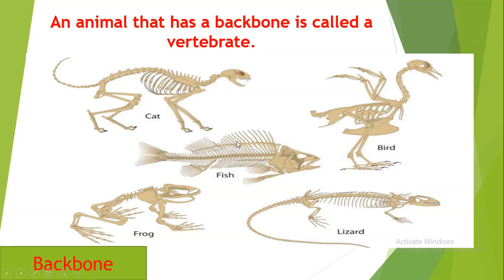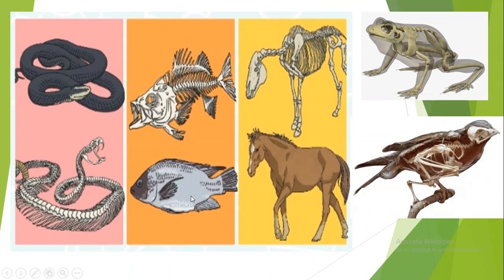An animal that has a backbone is called a vertebrate. So these are vertebrate animals. These are examples of vertebrate animals: a snake, a fish, a horse, a frog, and a bird. Each one of these animals belongs to a specific group.